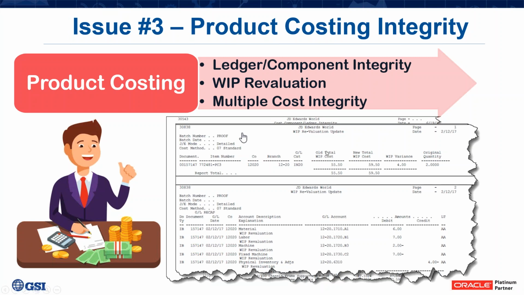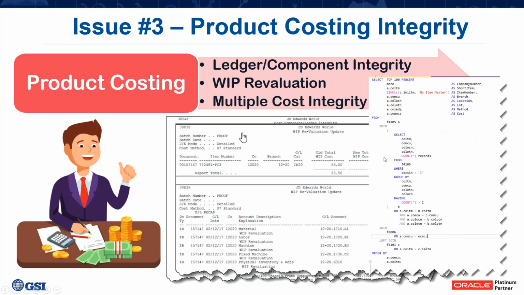Okay, so make sure that we understand WIP revaluation, and if we need to incorporate that into our process, we should do that. Okay, and finally, there is something that doesn't happen often, but it does happen. It's called a multiple cost situation, where inside the cost ledger, we have for an item costs at different methods. For example, an 02 is an average cost, an 07 is a standard cost, an 08 is a purchase cost, so on and so forth.